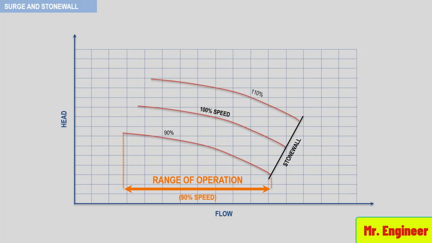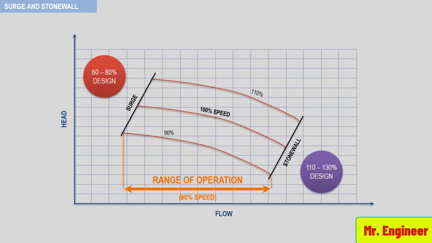Typical ranges for surge can vary between 60 to 80% of design flow, and carry-out range or stone wall range can vary between 110 to 130% of design flow. We'll see this in detail further ahead.